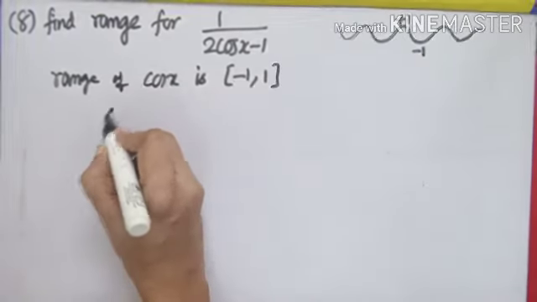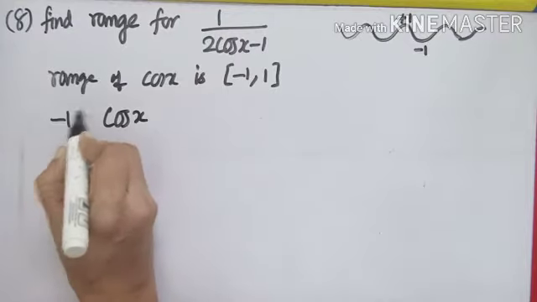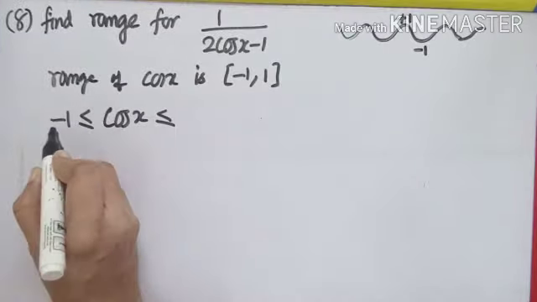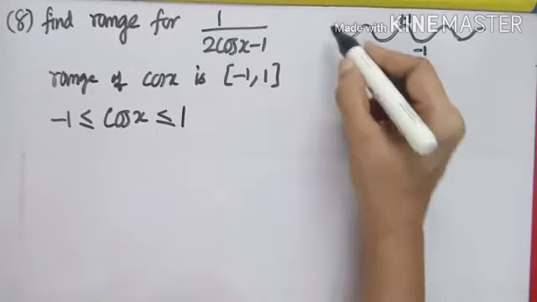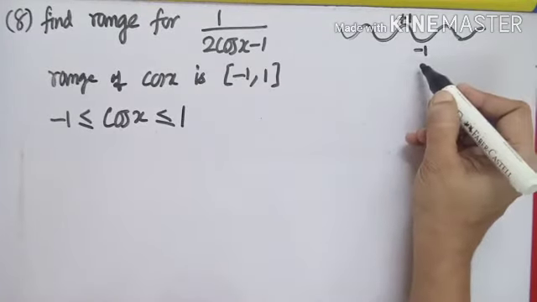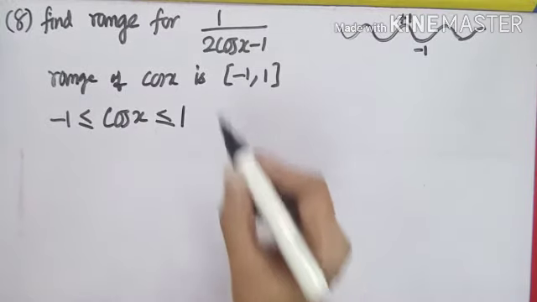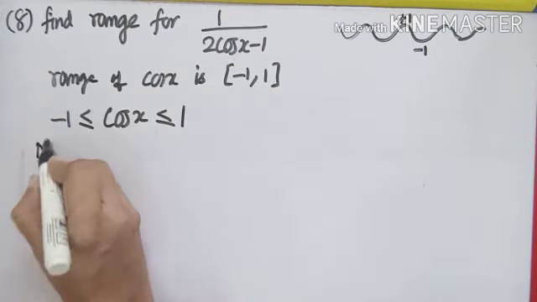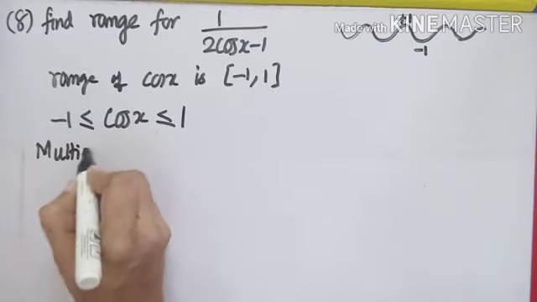So how will I write? Cos x is between, see we write it this way, cos x is between minus 1 and plus 1. See the curve? It is from minus 1 to plus 1. My question wants 2 cos x. So multiply by 2.